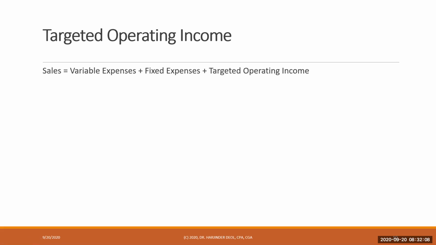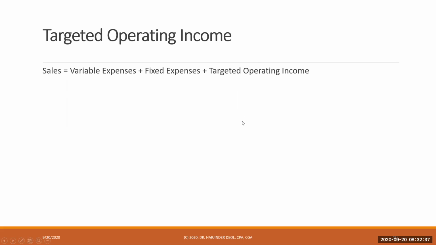Now, if sales goes up, we know that variable costs will go up. So it is better to look at contribution margin. So essentially, if there is a targeted operating income to be earned, we want to look at total contribution margin being enough to cover the operating income and the fixed expenses.